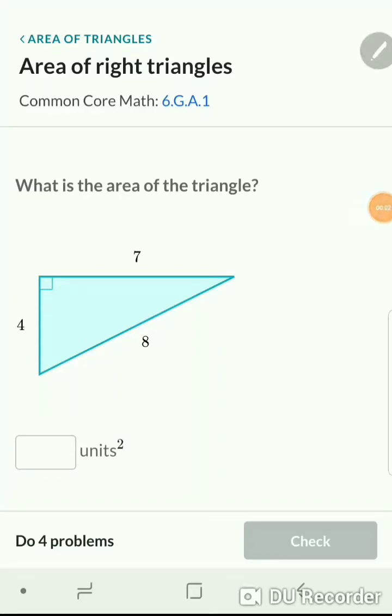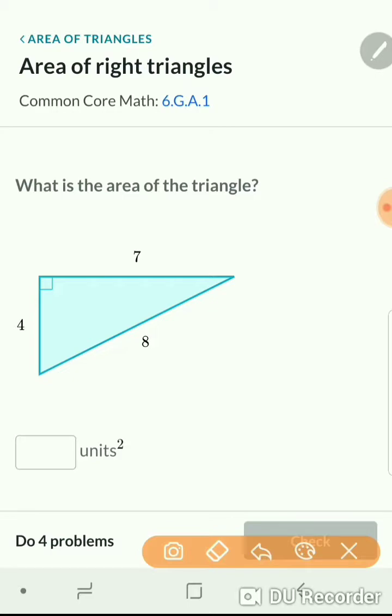So how do you find the area of a triangle? In this case, it's a right triangle, but it's really the same process every time. Well, the first thing that you have to do is identify your base and your height. Your base and your height will be the two sides that form a right angle.